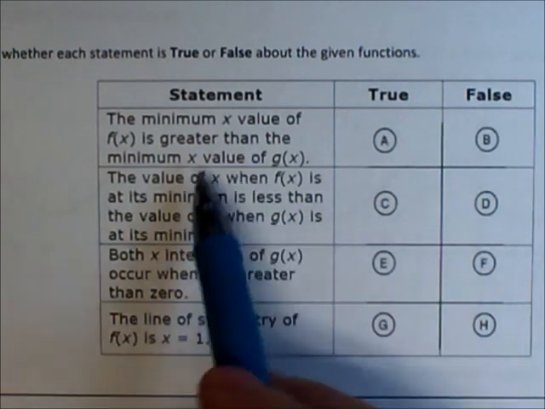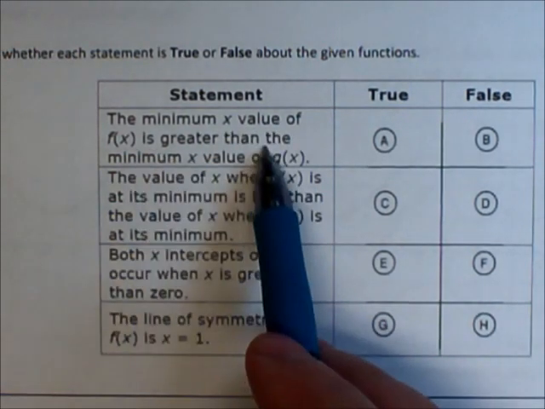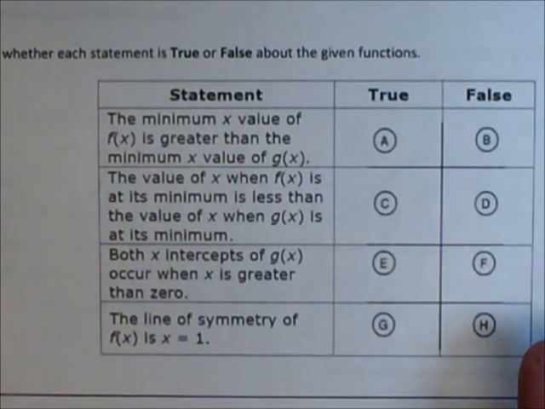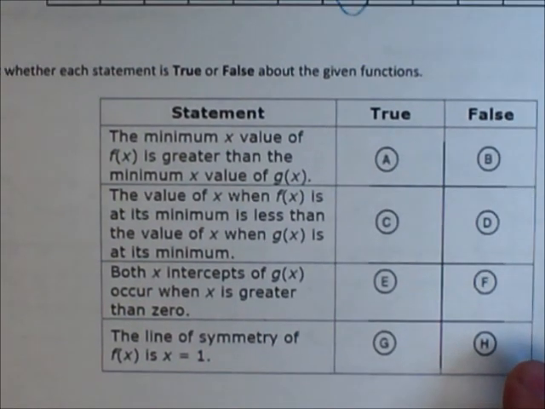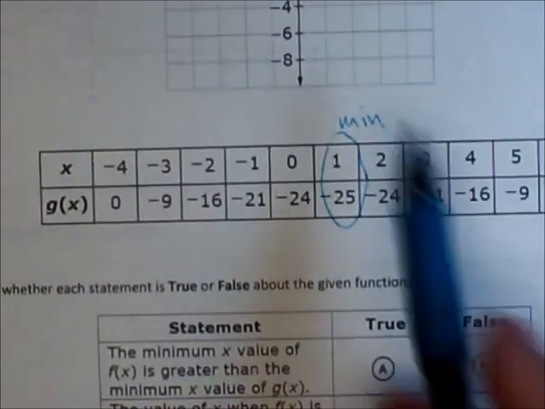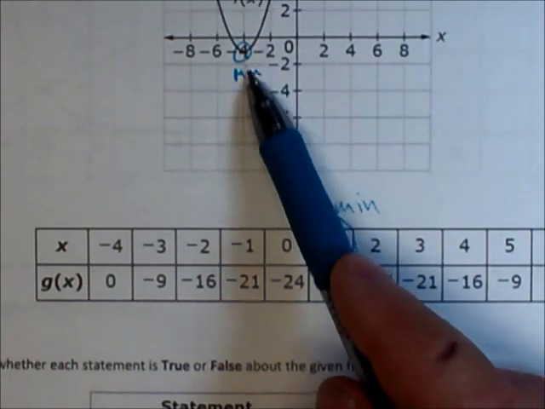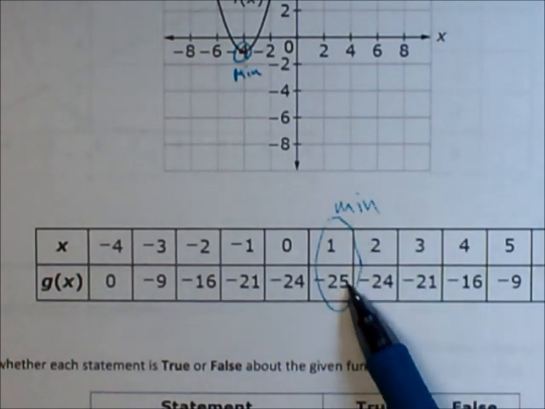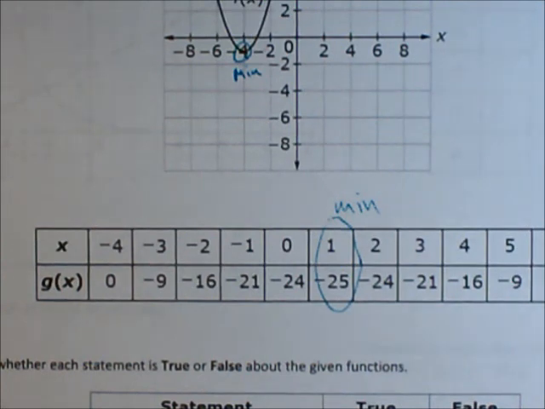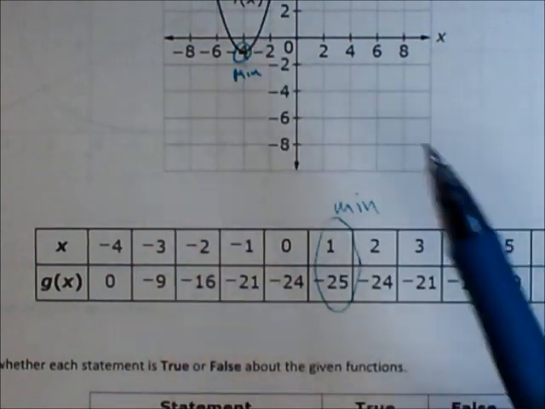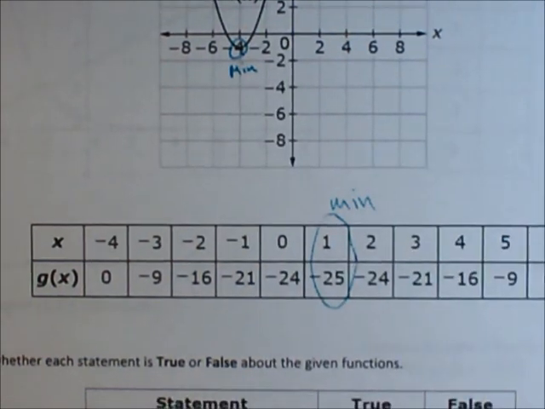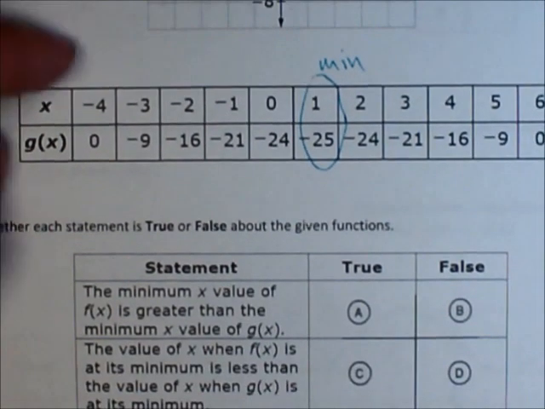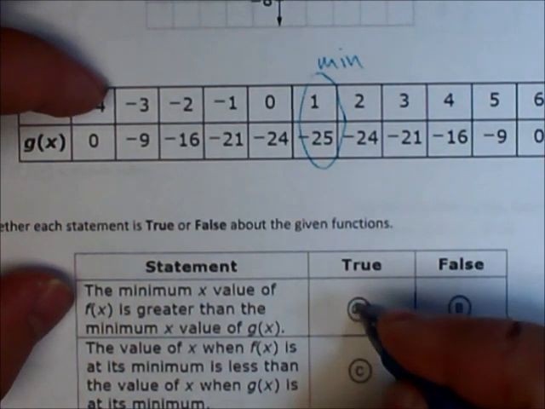The minimum x value of f of x is greater than the minimum y value of g of x. So the minimum of f of x we see is -4, and the minimum of g of x is -25. Which one is greater? Greater is the minimum value of f of x. -4 is greater than -25. So this is a true statement.